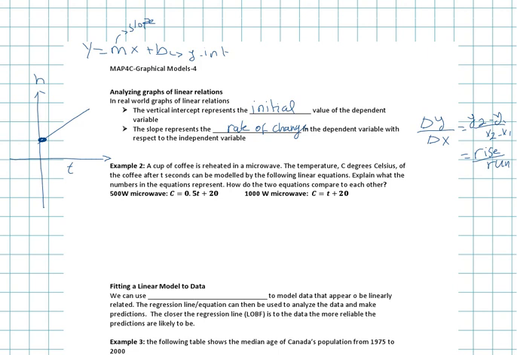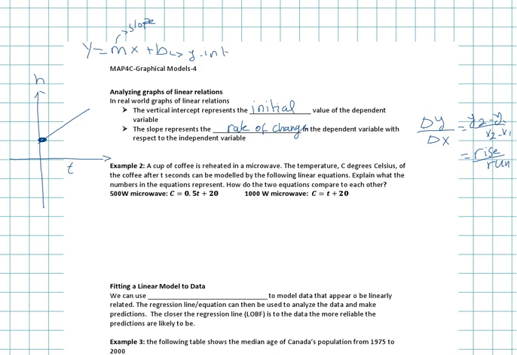So 0.5T, that is, T is in seconds, right? So how many seconds did I heat it? Did I put it in the microwave for 30 seconds? Did I put it for 40 seconds? Now if I look at the second one, which is this 1000 watt microwave, it's C equals T plus 20. Can you guys compare these two equations for me? What do they have the same, what do they have different?